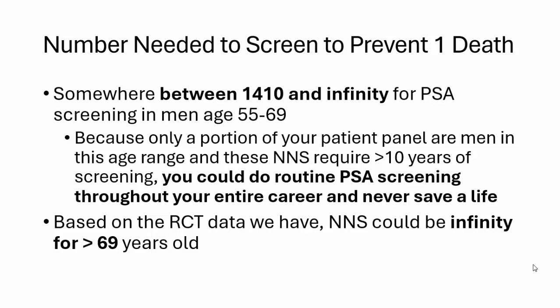Based on the randomized control trial data we have, the number needed to screen could be infinity for patients over the age of 69. Really, when we debate whether or not there is mortality benefit or not, we're just talking about that 55 to 69 age group, because even among the ERSPC study, 70 plus does not have prostate cancer specific mortality benefit.